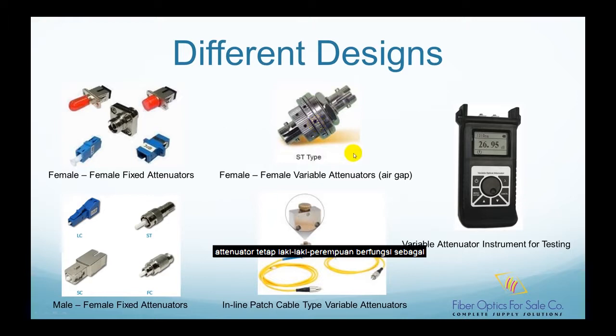The male-to-female fixed attenuators work as fiber connectors. You can just plug your existing fiber connector into its female side. The inline patch cable type variable attenuators work as regular patch cables, but you can adjust the attenuation level by turning the screw. For precise testing purposes, engineers have also designed instrument-type variable attenuators. These have high attenuation ranges, such as from 0.5 dB to 70 dB. They also have very fine resolution, such as 0.01 dB. This is critical for accurate testing.